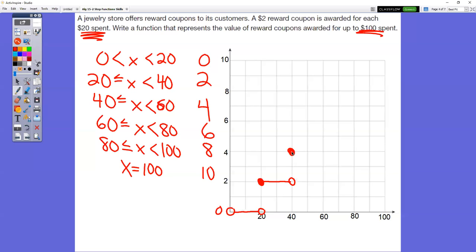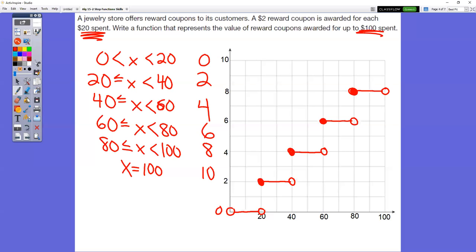All the way up to 60, so really up to like $59.99. So it doesn't include the 60. You're going to get $6 at exactly 60 and all the way up to $79.99, so less than 80. You're going to get $8 when you spend 80, all the way up to 100. As soon as you spend exactly 100, you will get $10.